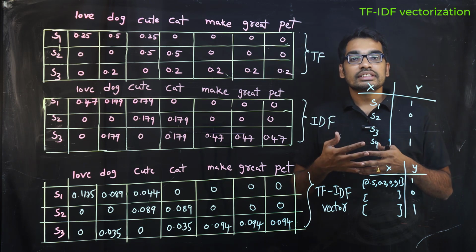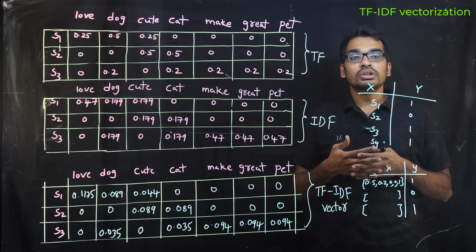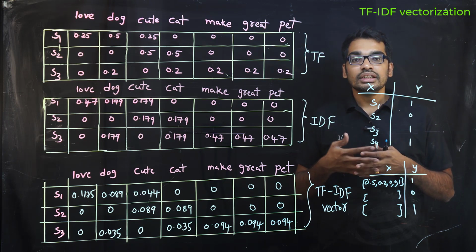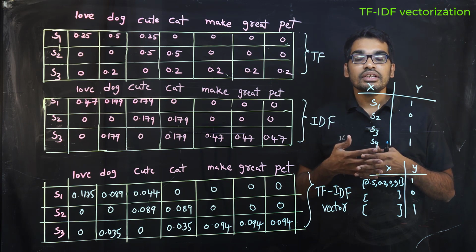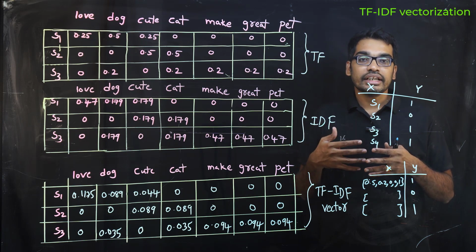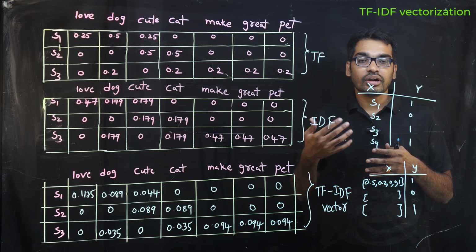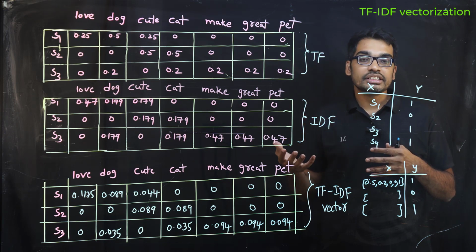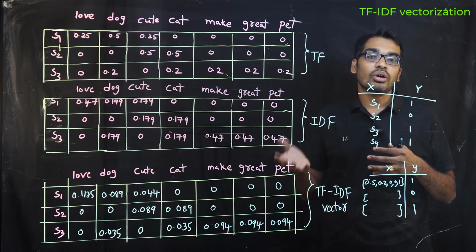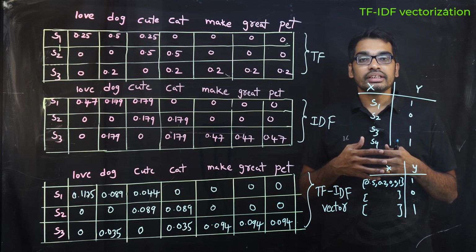In the next chapter, we are going to discuss word2vec, which is more advanced compared to TF-IDF. We will see what the advantages of word2vec are, what the disadvantages of TF-IDF are, and how we overcome them using word2vec in the next chapter.